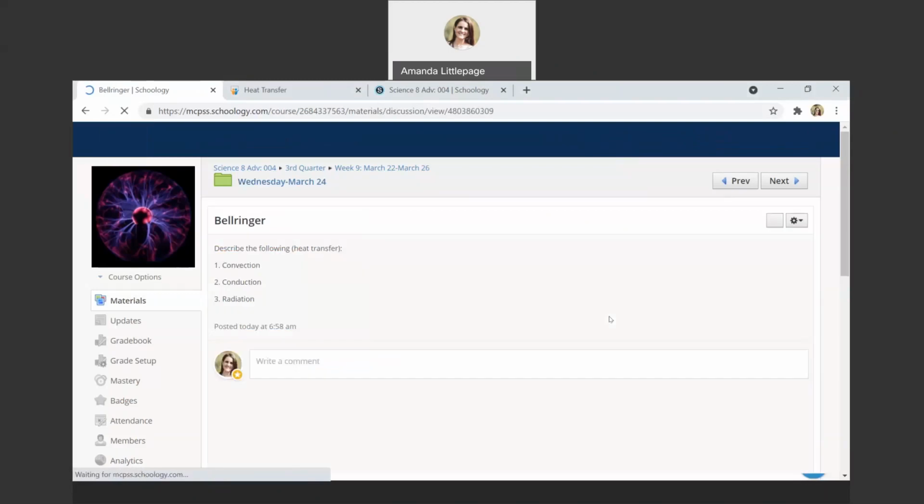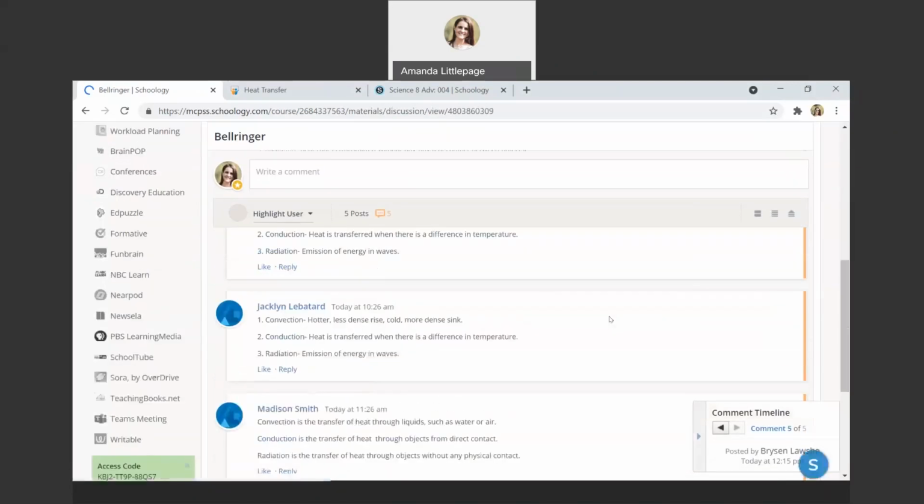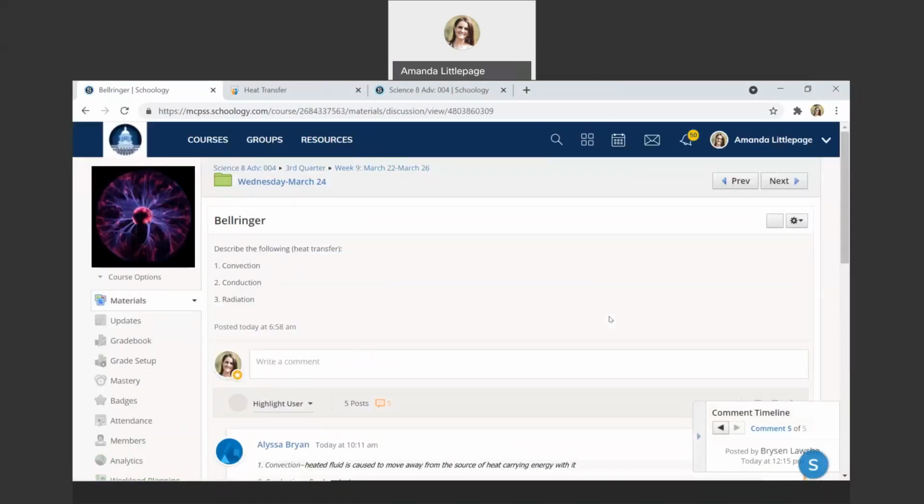So let's take a look at the bell ringer. The bell ringer was kind of simple here, and I asked you to compare convection, conduction, and radiation. Remember that convection involves fluids like liquids and gases and the movement of heat through those. Conduction typically occurs in solids where two surfaces come into contact. And radiation is thermal energy that is transferred through a wave pattern.